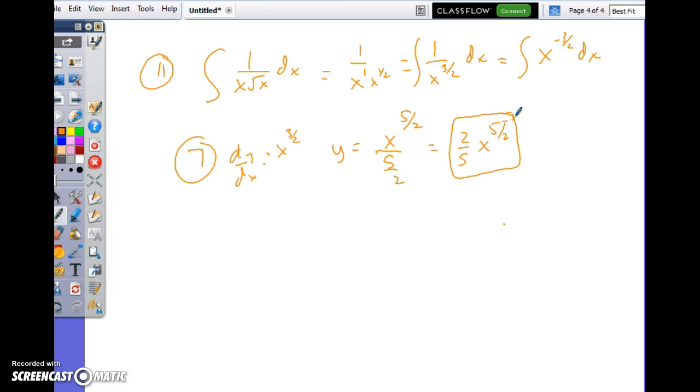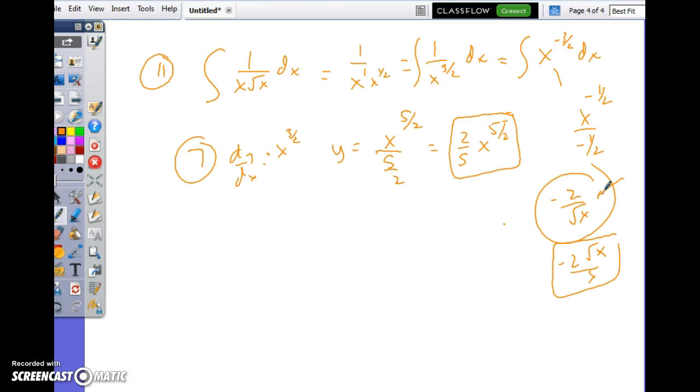Is that the answer to number 11? No, I didn't finish it yet. That was the rewrite part. So then if I were going to do the power, what would I do? x to the negative 1/2 over negative 1/2, right? So flip and multiply, I get negative 2 over square root of x, which I wouldn't leave like that. So negative 2 square root of x over x. But you guys can leave it like that because you're calculus students. They let you do gross things like that.